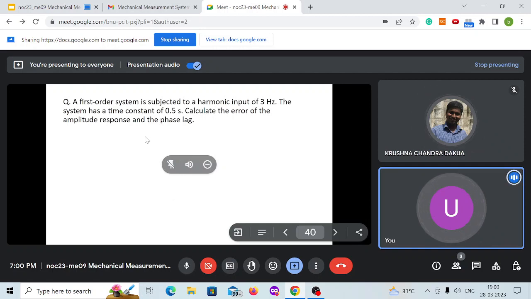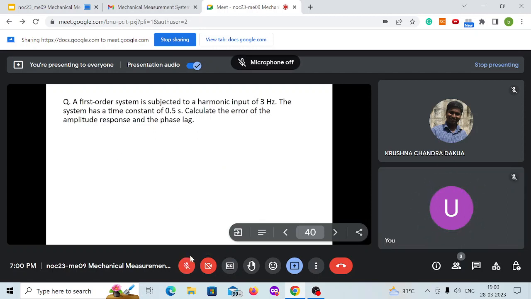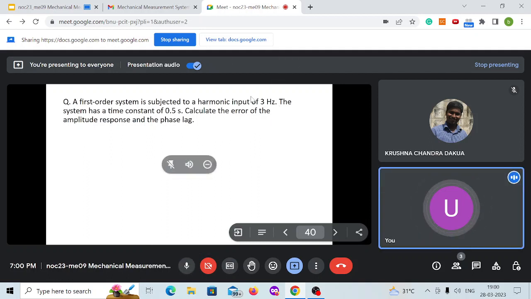We have a first order system, which is subjected to a harmonic input of 3 hertz. The system has a time constant of 0.5 seconds. We need to calculate the error of the amplitude response and the phase lag. I think it's an easy problem. We have been given the frequency and the time constant.